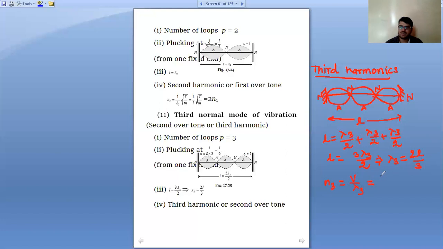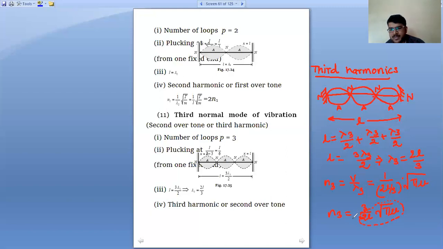So this is equal to V, which is how much? Root T by mu. And lambda 3 is how much? First of all, just write this 1 by lambda 3 value. 1 by lambda 3 means 3 by 2L, in the place of lambda 3, into this V value, which is root T by mu. Now this 3 will go up, and therefore you are getting N3 is equal to 3 by 2L under root of T by mu. Now we know this is what? 1 by 2L under root T by mu.